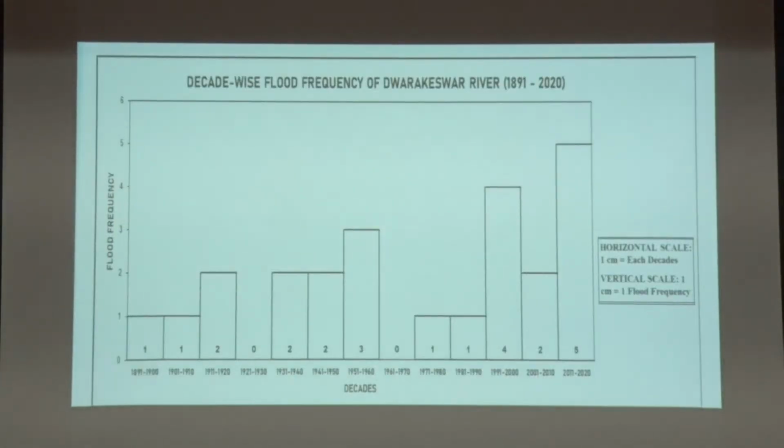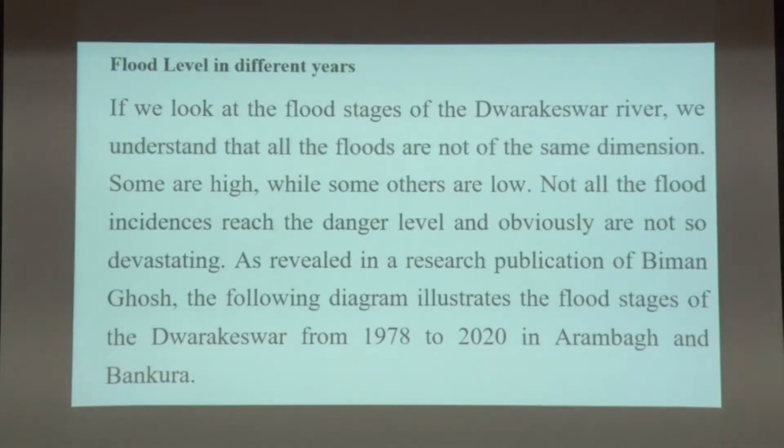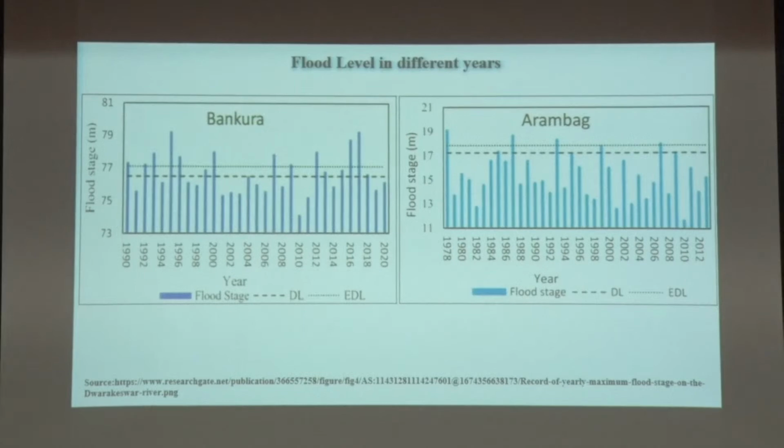This is the diagram of flood frequency. Next, we have tried to find out the flood level of different years. We have taken this image from the research paper of Dr. Biman Ghosh, where we can observe that not every flood of Bankura and Arambagh has crossed the danger level and extreme danger level. So we can say that not every flood of the Darukeshwar River is so devastating.